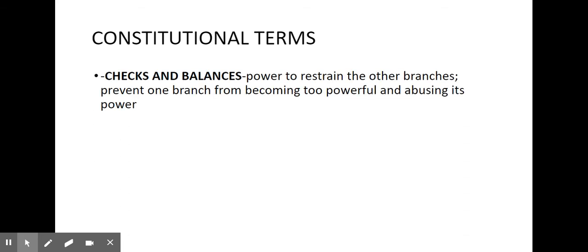All right, now, like I said, back when we were talking about separation of powers, with separation of powers comes this idea of checks and balances. Checks and balances is the power to restrain the other branches. It prevents one branch from becoming too powerful and abusing its power.